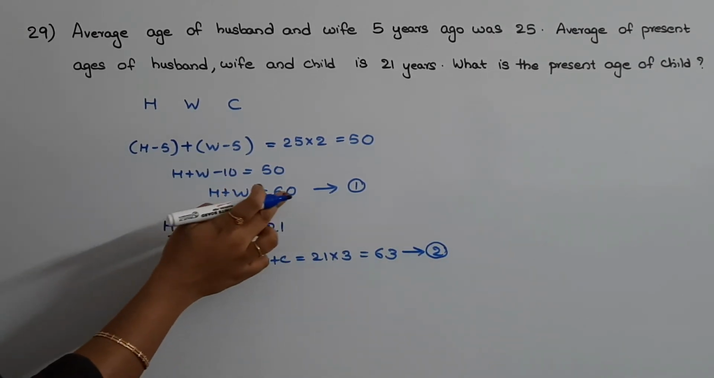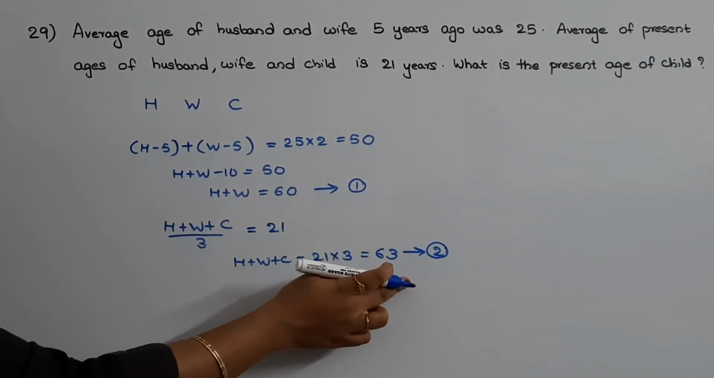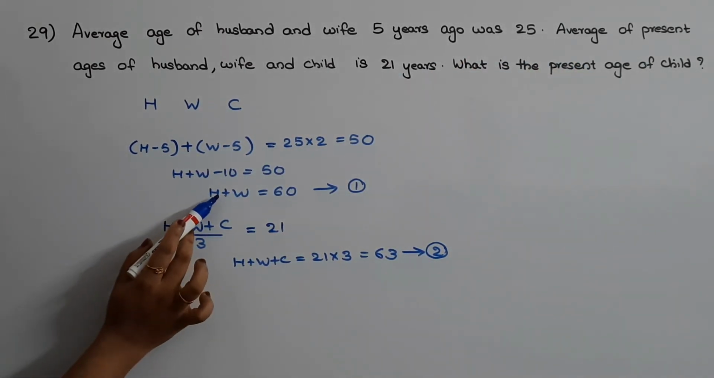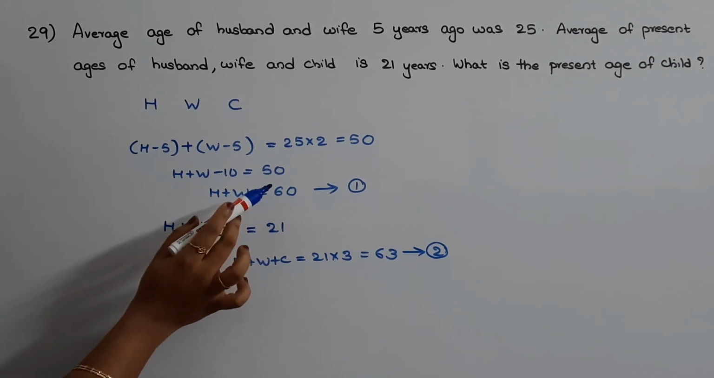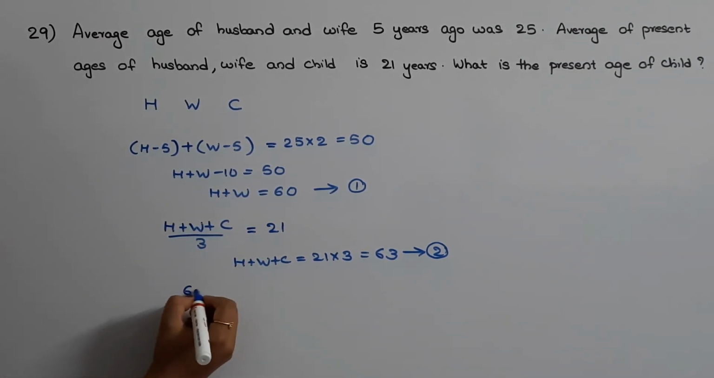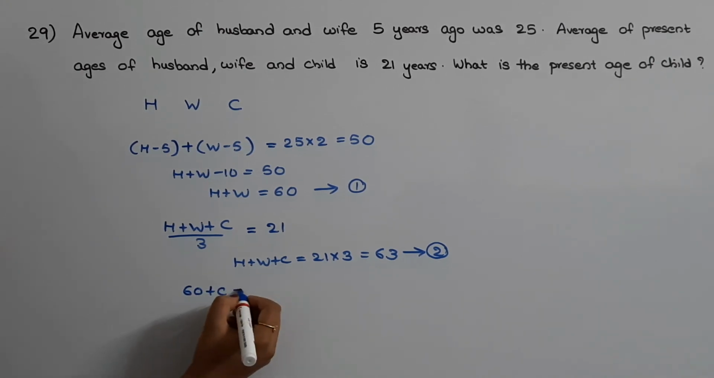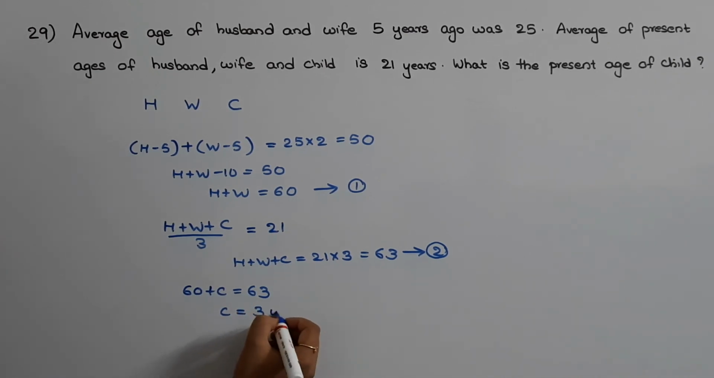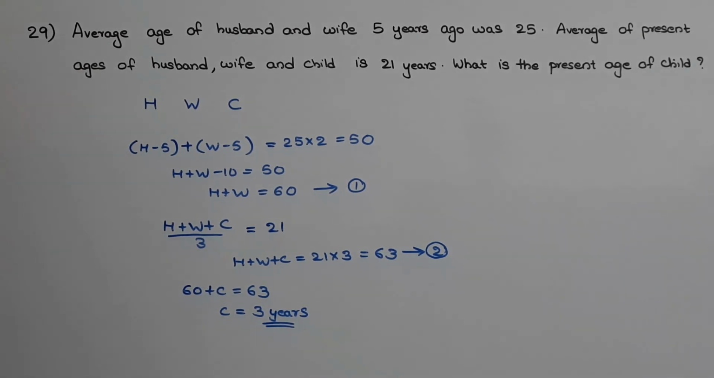Now, by solving the first equation and second equation, we will get the present age of child. See, here H plus W is 60. We can substitute this value in this equation. So, 60 plus C is equal to 63. So from this C will be equal to 63 minus 60, that will be equal to 3 years. Hence, the present age of child will be 3 years.